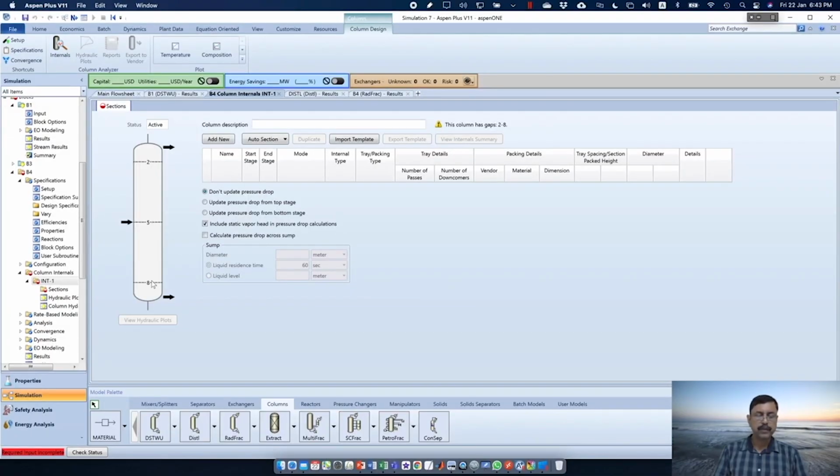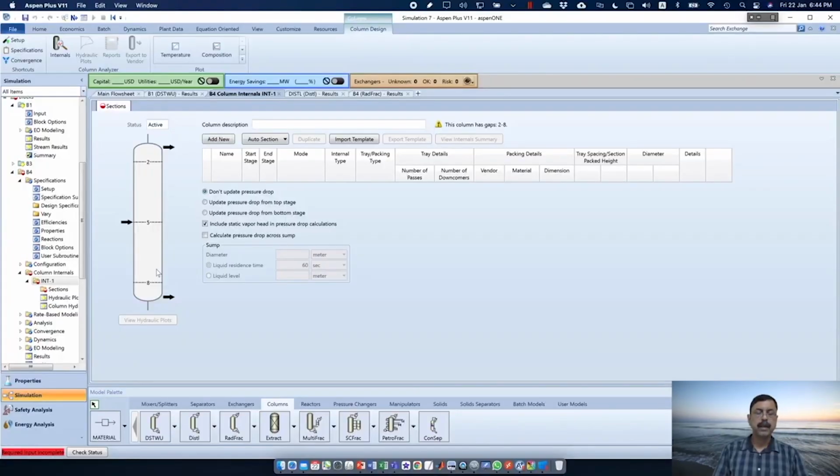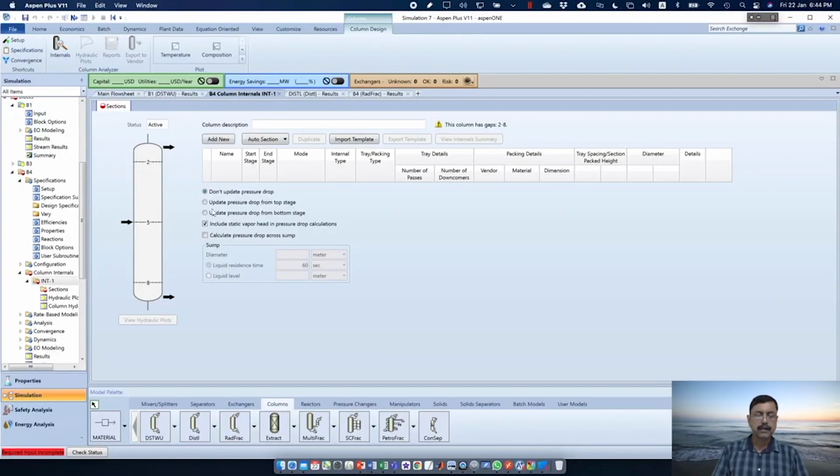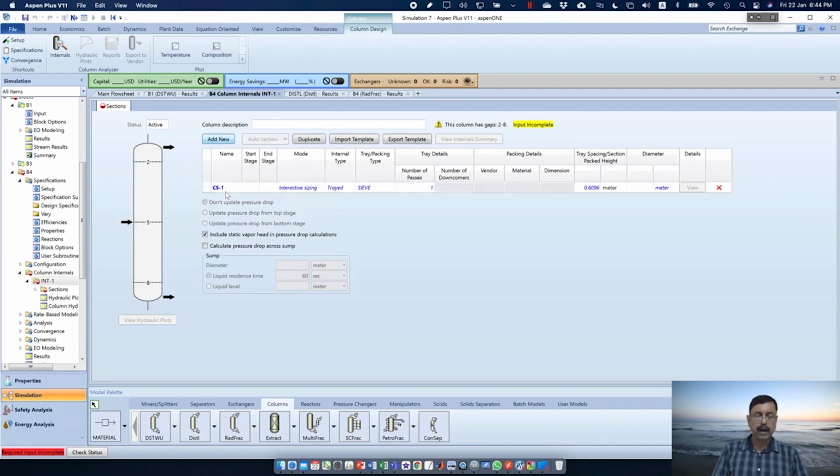So the rest of the stages are from 2 to 8. The feed stage is 5. Now we have to add a new section. You can design the upper section and lower section separately, or you can design them together. Let us design them together. We should not complicate the matter. So we'll say add new. So this is section number 1. We start at stage 2 and end with stage 8.